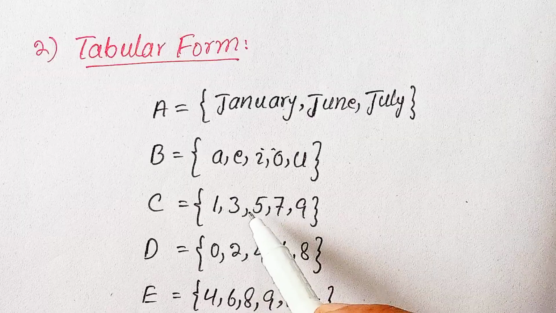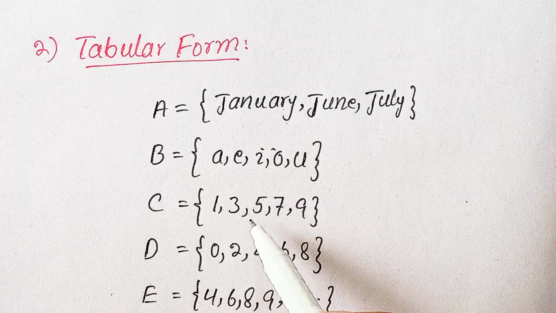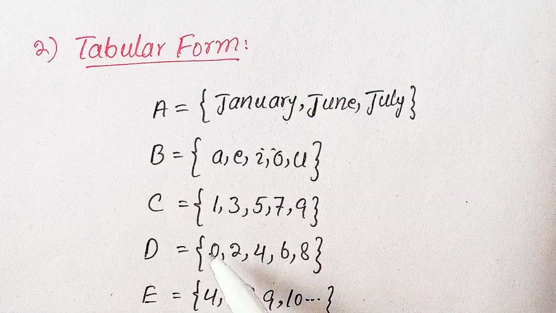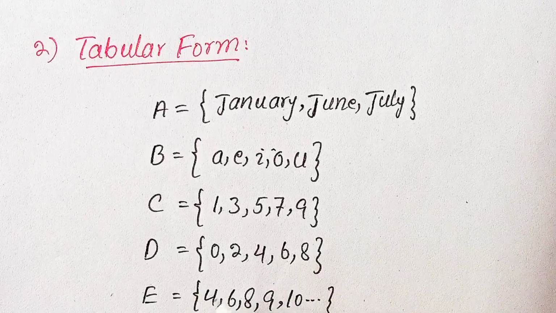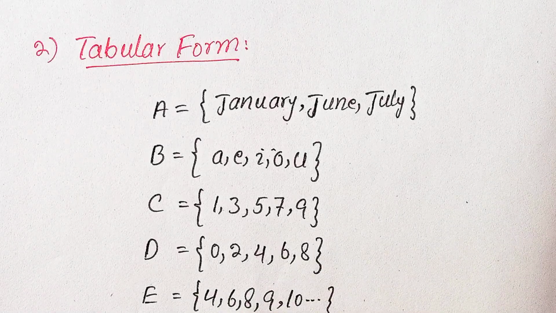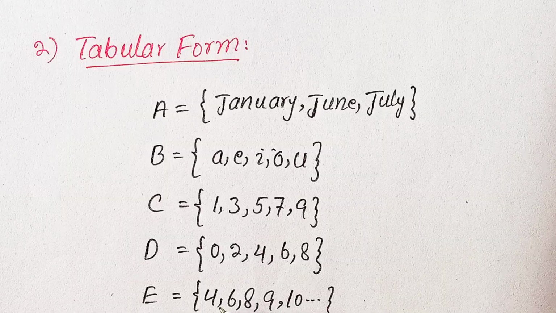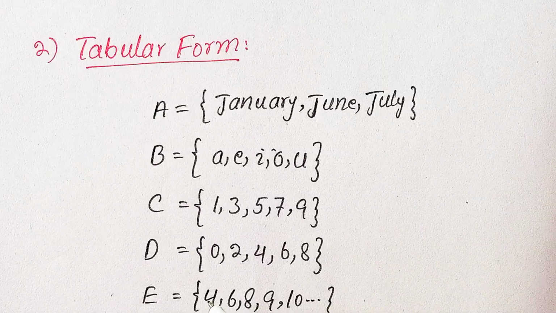Set C is the tabular form of the set of first 5 odd numbers. Set D is the tabular form of the first 5 even numbers. And set E is the tabular form of the set of composite numbers. Set E contains the numbers 4, 6, 8, 9, 10, etc. So this is the tabular form of the set of composite numbers.